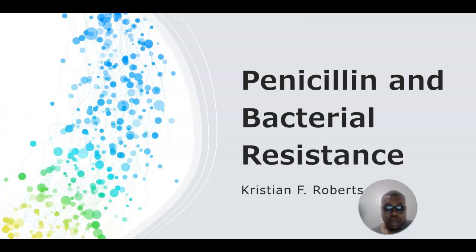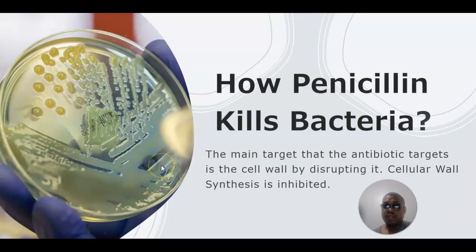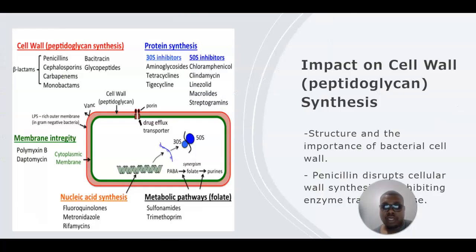But I'm about to proceed along. So, how does penicillin kill bacteria? The main target of the antibiotic is the cell wall, and by disrupting it, cell wall synthesis will be inhibited. That's the whole purpose of penicillin. However, I want to go into depth on the particular enzyme that it targets, so I'm going to talk about the impact on cell wall, which is the peptidoglycan synthesis.